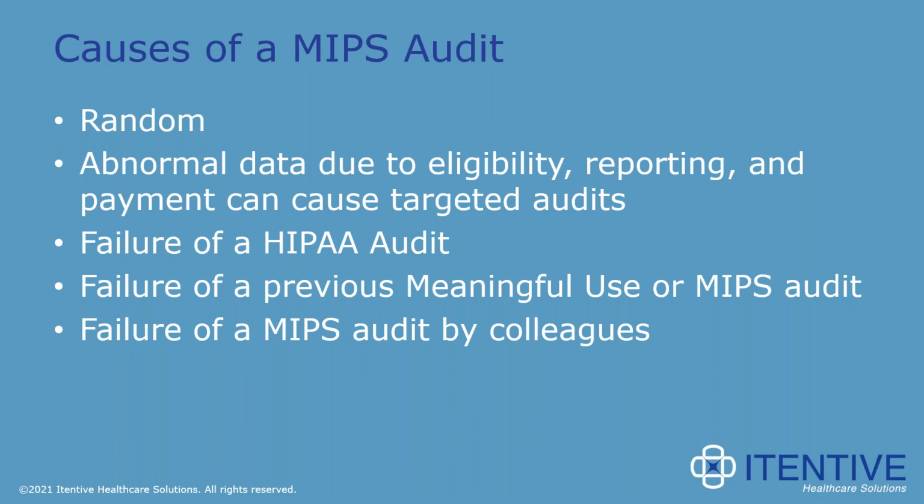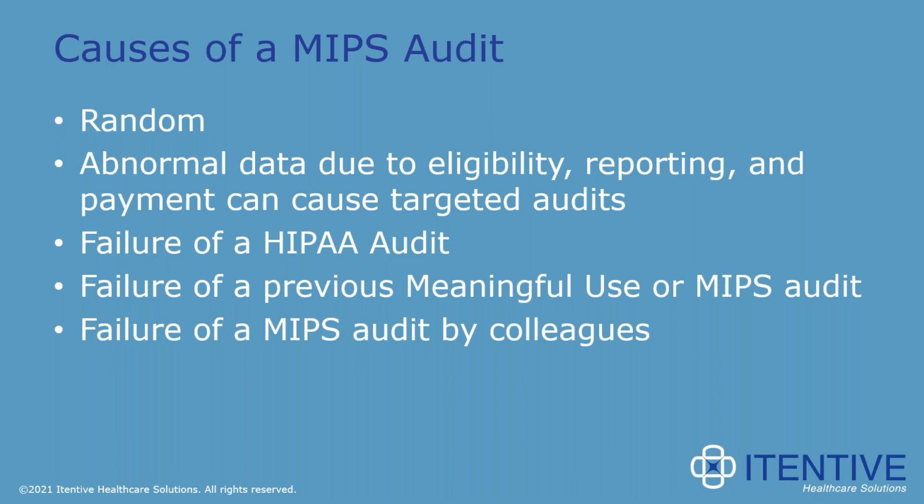Now, there are also targeted audits, and there are numerous reasons on how this could be a targeted audit. And some of those reasons include failing a previous audit, whether it be an old meaningful use one, a HIPAA one, or maybe even one of those 2017, 2018 DVAs that they didn't actually take action on. Now, the failure of a HIPAA audit may surprise some of you, since HIPAA audits and MIPS audits are supposed to be completely separate and independent of each other, right?